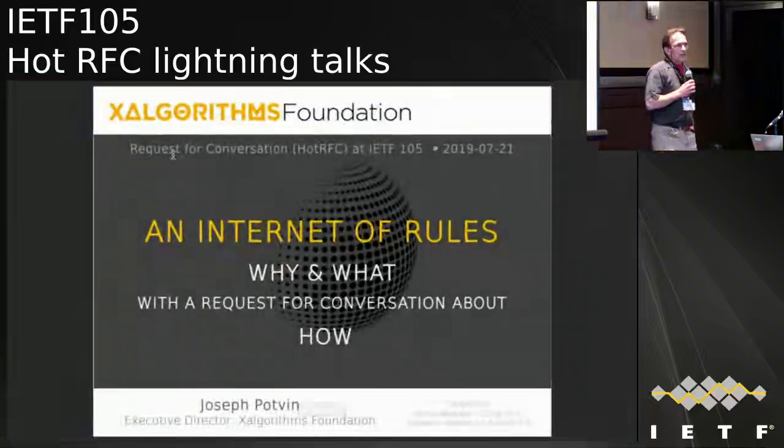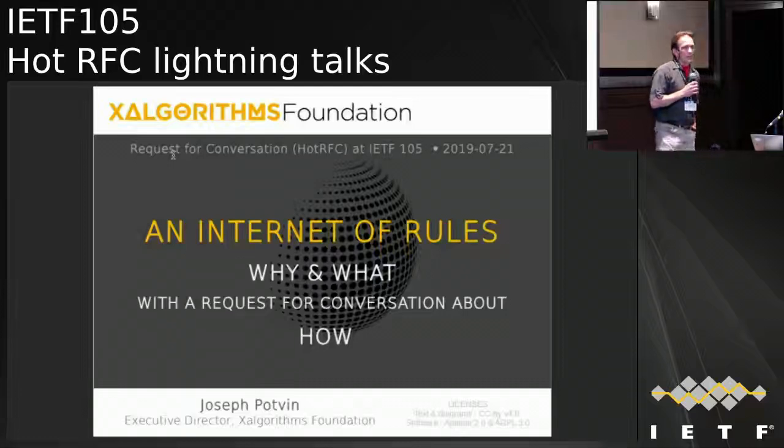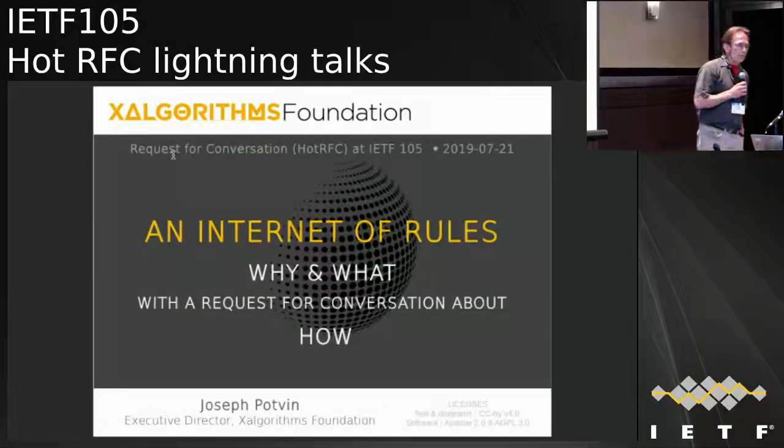Great. My name is Joseph Potvin. I'm Executive Director for the XAlgorithms Foundation. Some colleagues and I have initiated a project called An Internet of Rules. I'll say right away, if you think it's a terrible name and that we should not be calling what we're doing that, please let us know. I'll restrict this to the why and the what of what we're doing.